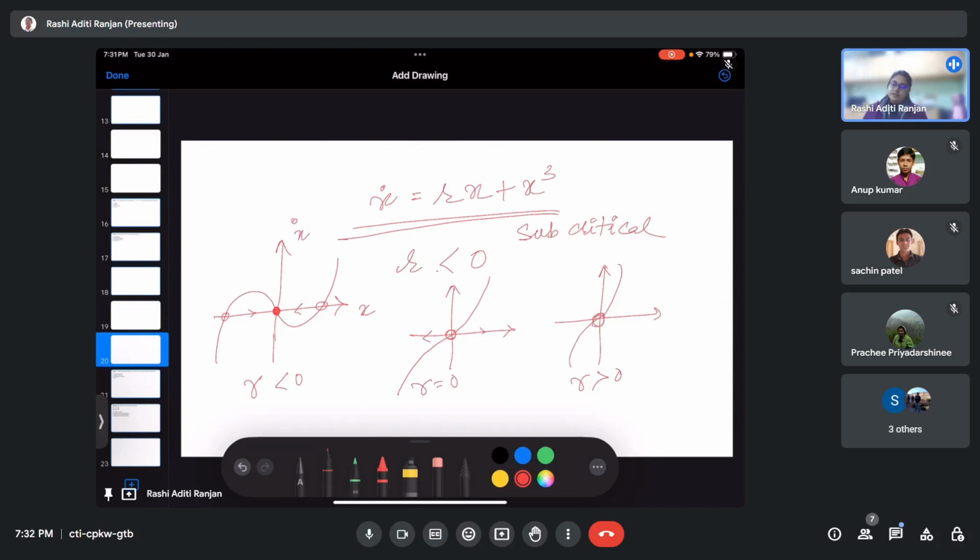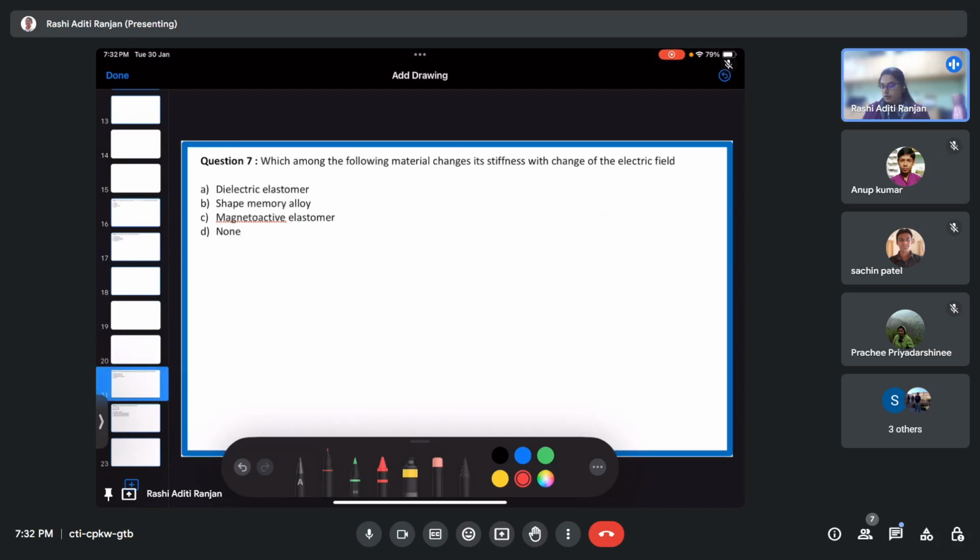So initially this system was stable. As the parameter is changing, it is going to have no fixed point. Then what is going to happen? The system will become unstable. It is going to observe somewhat like failure, isn't it?